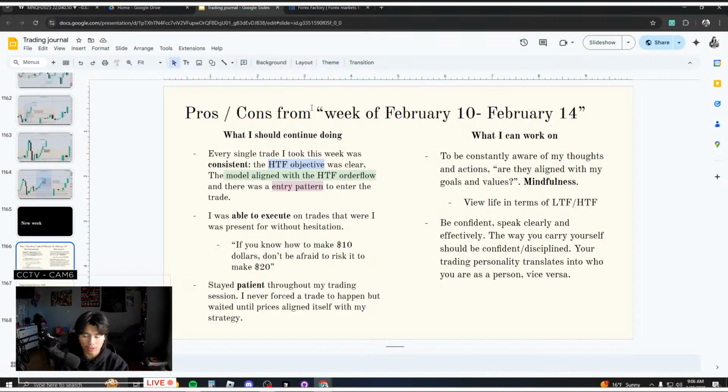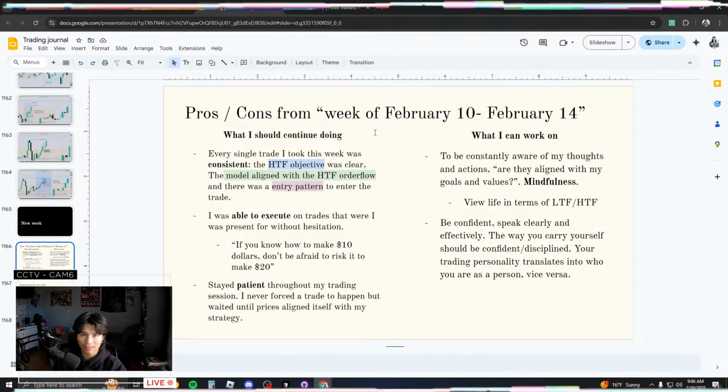And yeah, what are some things that I can continue to work on? Being constantly aware of my thoughts and my actions, and this goes way past trading now. This is like a lifestyle type of thing. If your thoughts and your actions are in alignment with your goals and values, anything is possible. It's like viewing your life in terms of lower time frame and higher time frame, right? My model is to have a lower time frame model to align myself with the higher time frame, right? If I can apply that concept to life, then everything just becomes efficient.